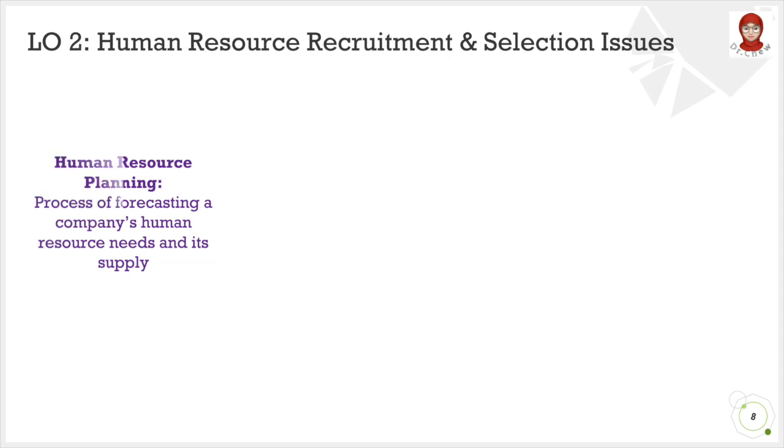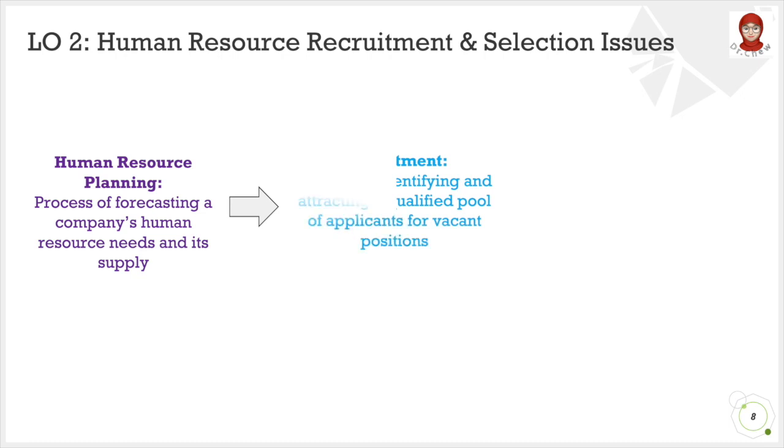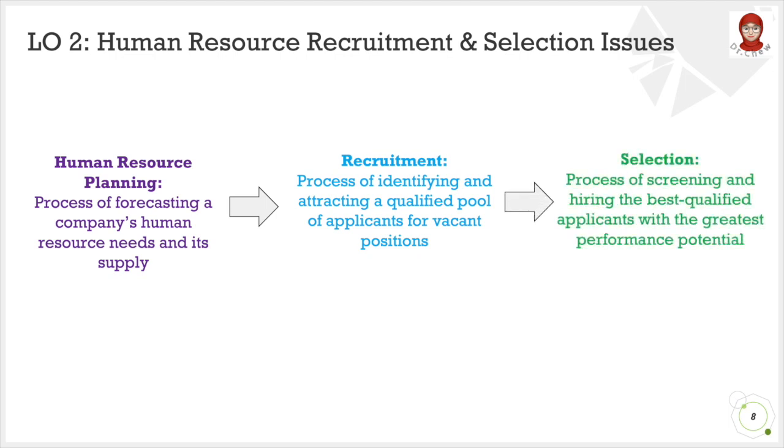First, we have human resource planning, which is the process of forecasting a company's human resource needs and its supply. Next, we have recruitment, which is the process of identifying and attracting a qualified pool of applicants for vacant positions. And the last one, selection, which is the process of screening and hiring the best qualified applicants with the greatest performance potential. So, we will be covering each of these processes in detail on the next slide.